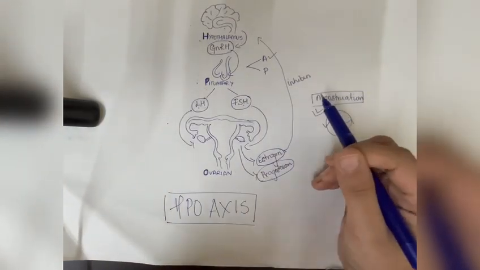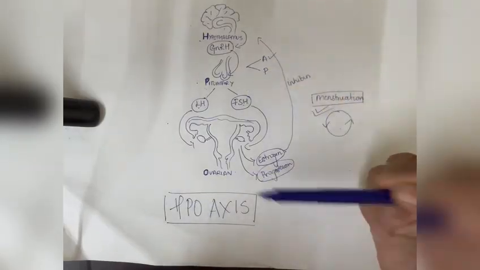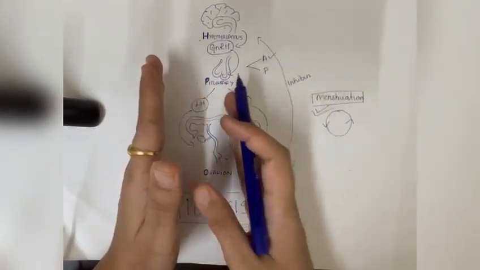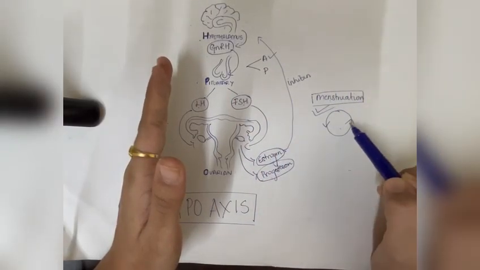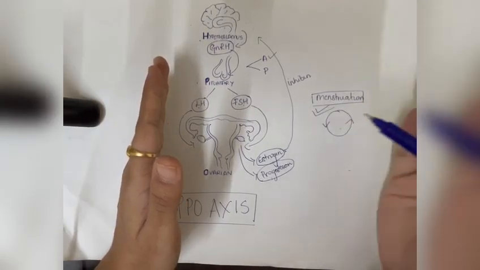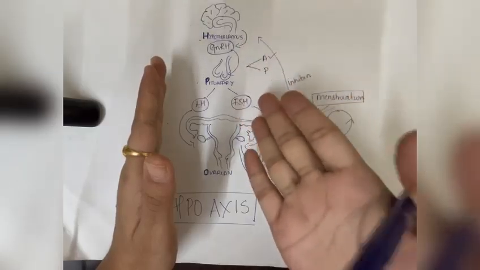So today we're going to discuss the HPO axis, or the hypothalamo pituitary ovarian axis. This axis plays a very important role for menstruation to occur. What is menstruation? These are cyclic events that are taking place in the female's body. So for this, the HPO axis is important. So let's dig deep into this.